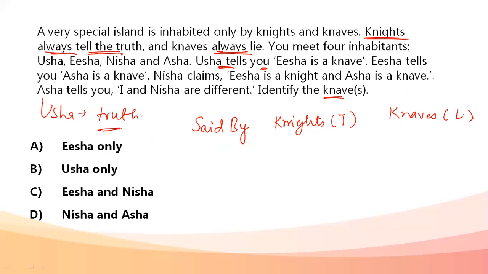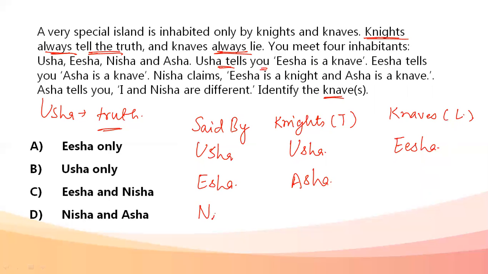Okay. So, assuming that Usha says the truth, that means Usha is saying the truth, and I know those who say the truth are the knights. So Usha becomes a knight. And Usha is saying that Isha is a knave. So knave comes out to be Isha. Now, next, Isha tells Asha is a knave. Isha says that Asha is a knave. Now, according to the assumption that Usha is telling the truth, Isha is a knave. That means whatever Isha is telling is a lie. Isha tells Asha is a knave. That means Asha is not a knave. Asha is a knight.